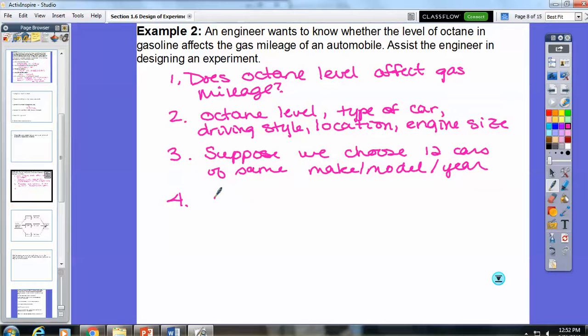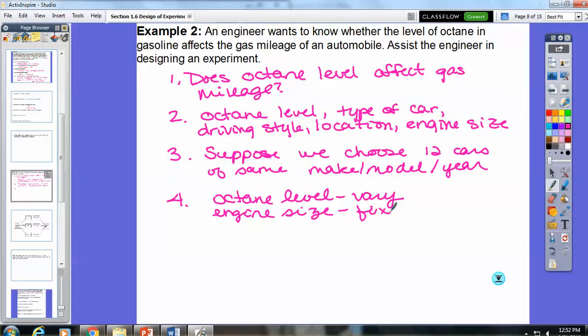Step 4: determine the level of each factor, control versus randomized. So the things that we talked about, the octane levels, we are going to vary those, right? So we will randomly assign people a level. Engine size, we mentioned, that is fixed, because if we're picking all the same type of car, we can assume they all have the same engine size, so I don't have to worry about that.